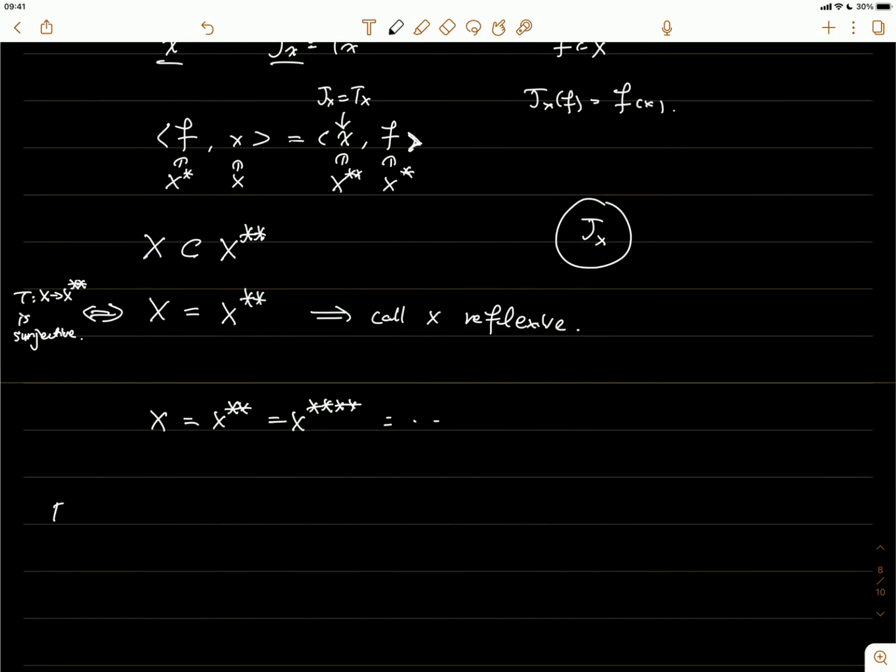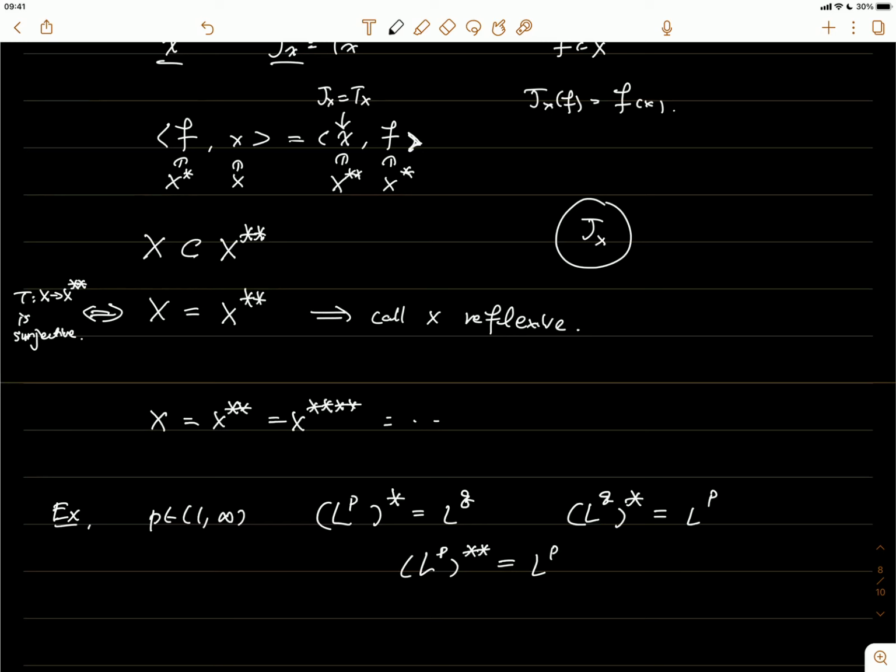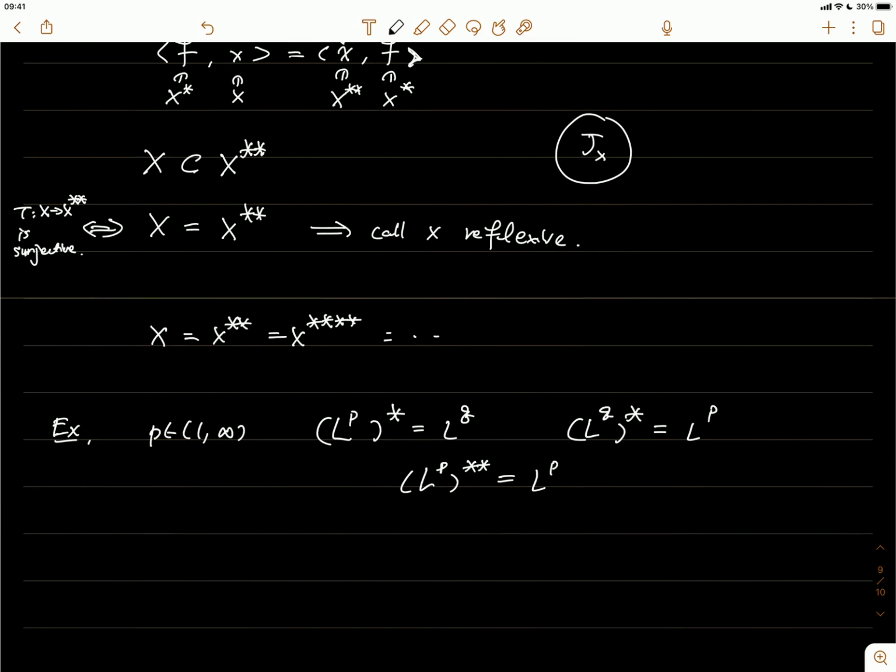So an example is, say, if P is strictly greater than 1 but finite, then we know that the dual space of this is LQ. But in this case, Q is also strictly greater than 1 and finite. So if we take the dual of LQ, that will be just the LP. And in this case, you can see that the LP space is reflexive because we have that. Okay, if P is equal to 1 or infinity, then this is not true.